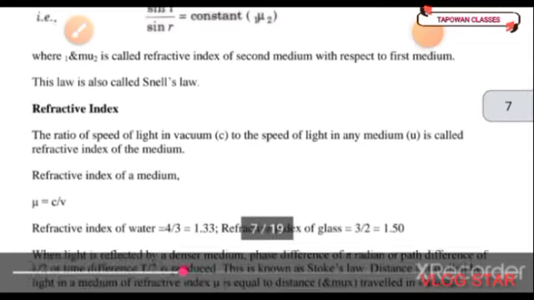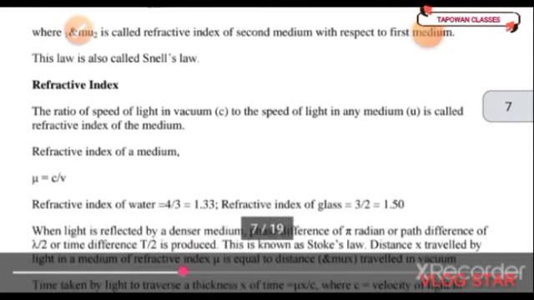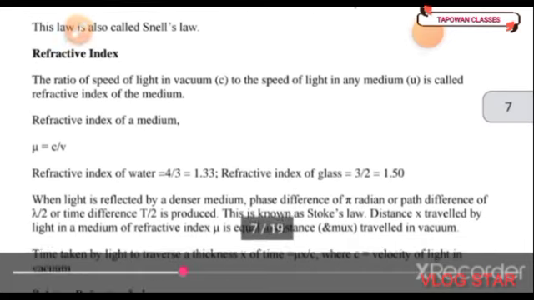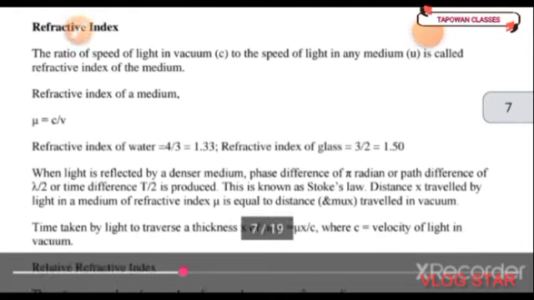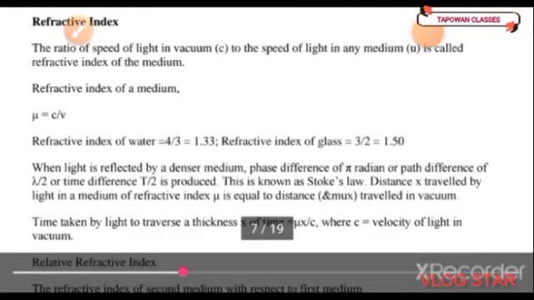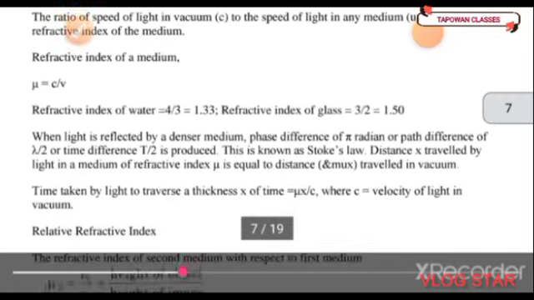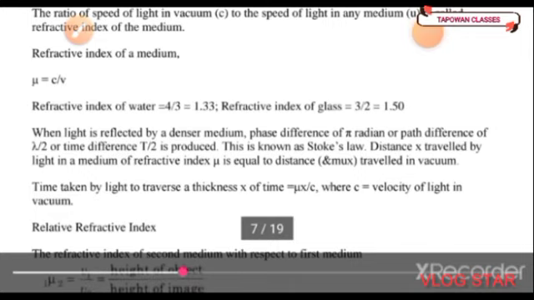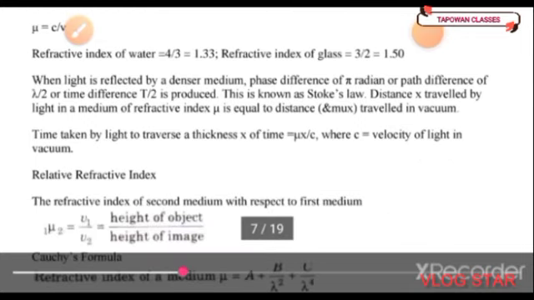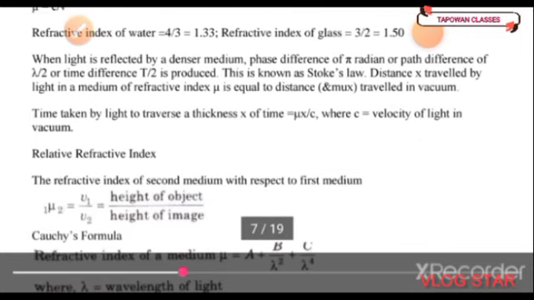Snell's law. Refractive index: the ratio of the speed of light in vacuum to the speed of light in any medium is called the refractive index of the medium. So what is the refractive index of a medium? Mu is equal to c by v. Here c means the speed of light in vacuum, and v means the speed of light in the given transparent medium. That's why the time taken by light to traverse a thickness x of the medium is mu x by c, where c is the velocity of light in vacuum.